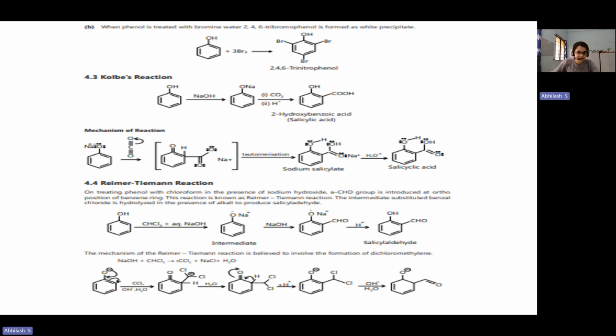Let's discuss the mechanism. Let's say this phenoxide ion reacts with chloroform. Here you can see one of the most important things.